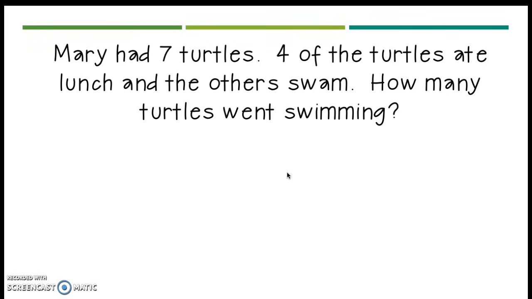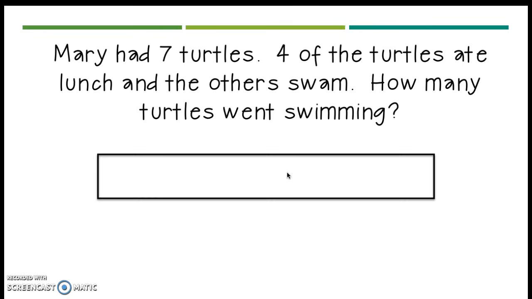Mary had 7 turtles. 4 of the turtles ate lunch, and the others swam. How many turtles went swimming? Now you know when we see a word problem, we draw what we read, right? Okay, so we're going to start drawing our picture number bond. Now you have a choice. I like to start with a big box. I can't use the circle because I have lots to draw, so I like to draw a box. Some of my friends like to draw the picture and then put the box around the picture. You can do either one. Putting the box first helps to keep me organized.